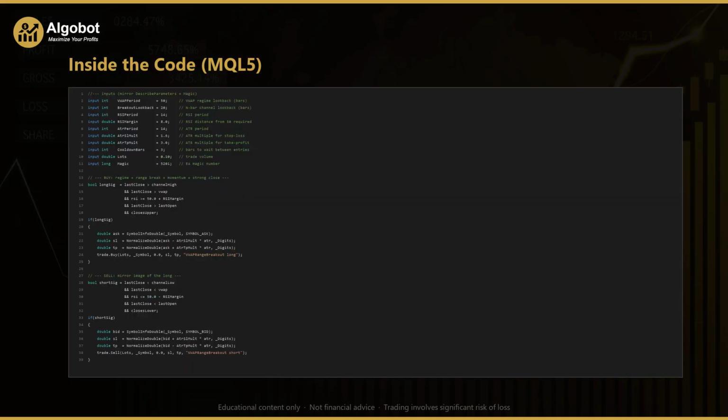Now let's look at the actual MQL5 code running inside MetaEditor. At the top, you can see the input parameters, the dials you can adjust.